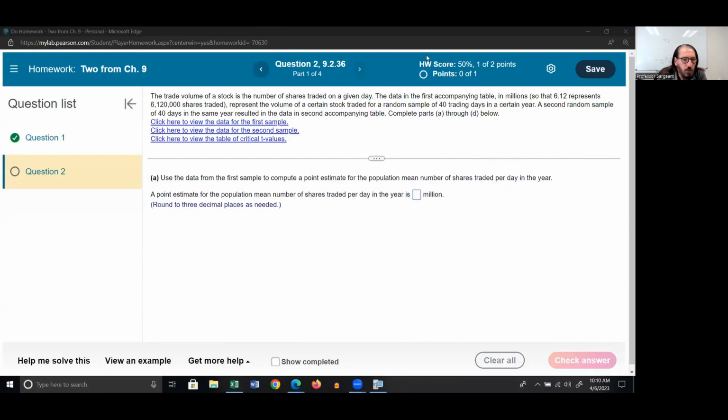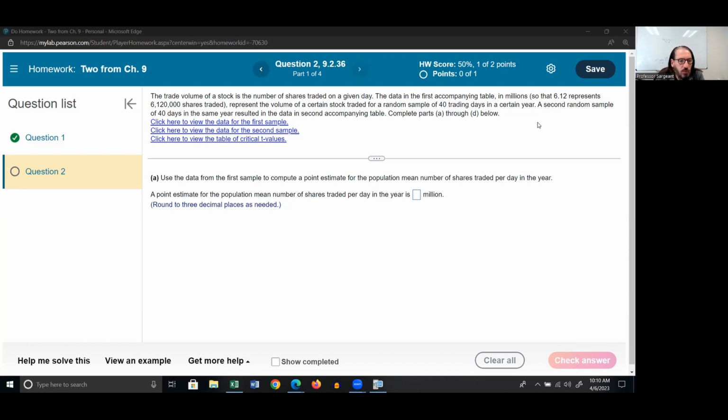Okay, this may not be in the order that you see it in the playlist, but this is the last example I'm recording. We are told that the trade volume of a stock is the number of shares traded on a given day. The data in the first table, in millions, so that 6.12 represents 6,120,000 shares traded, represents the volume of a certain stock traded for a random sample of 40 trading days. A second random sample of 40 days in the same year resulted in the data in the second accompanying table.